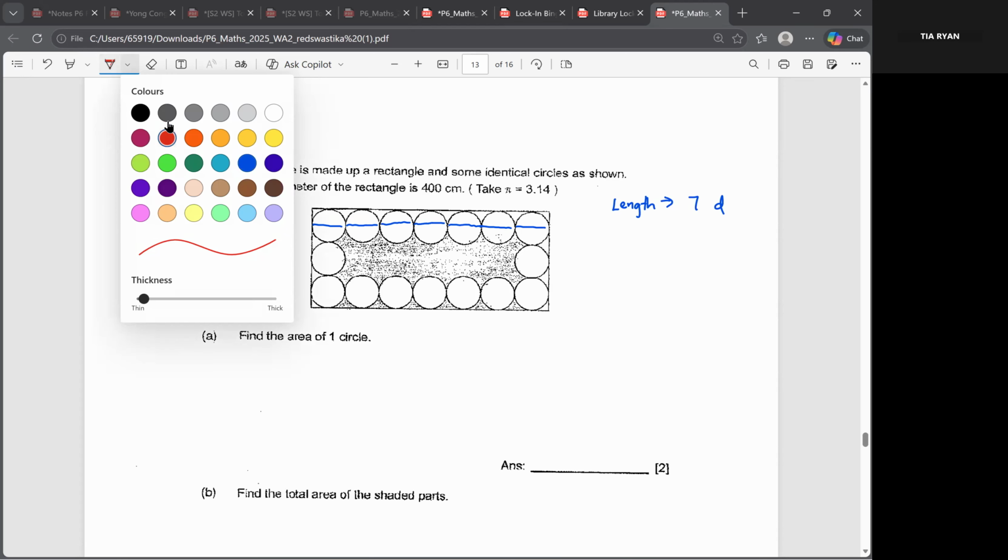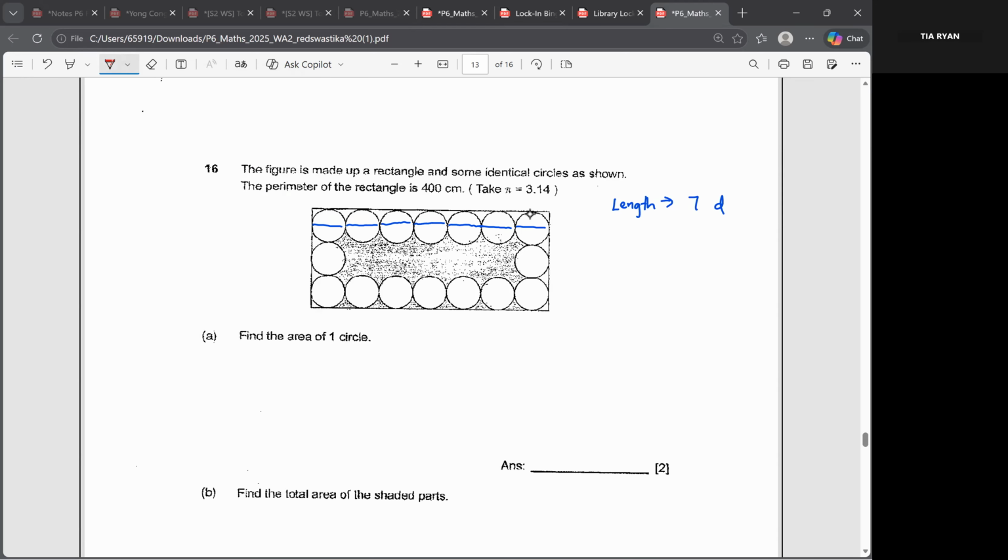How about the breadth? The breadth is made up of? Look. 1 diameter, 2, 3. So the breadth is 3 diameters. So in total, what is the perimeter?